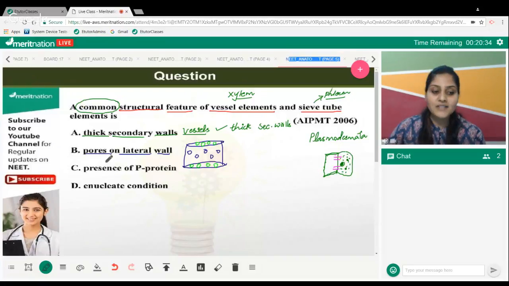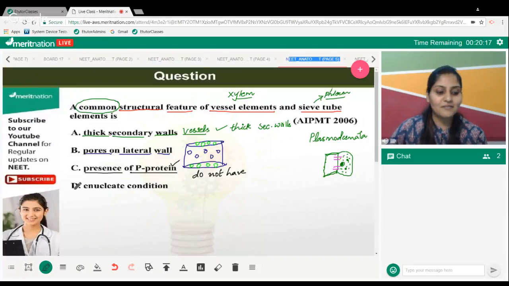Option C, presence of P protein. This is straight away wrong because vessels do not have P protein. P protein is present in sieve tube. It is responsible for plugging. So what are we left with? We are left with option D, which is right.